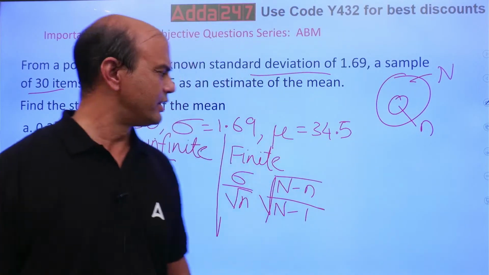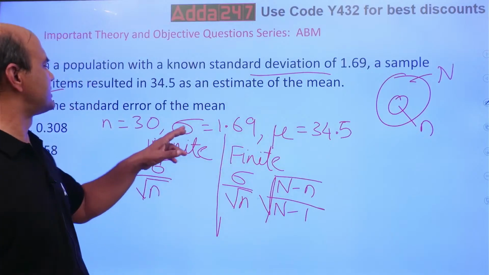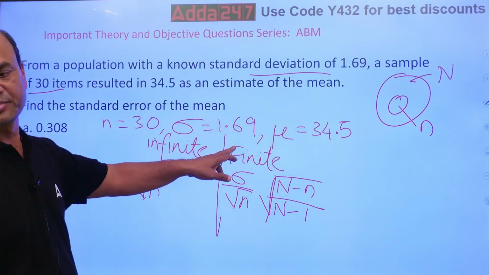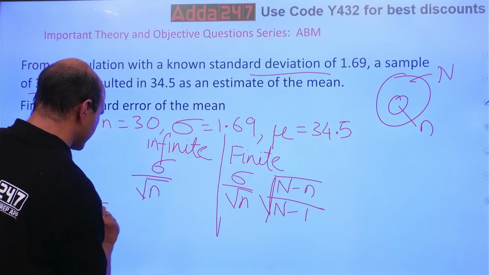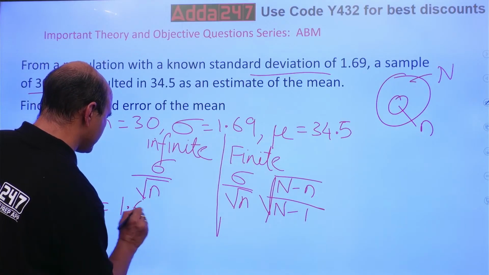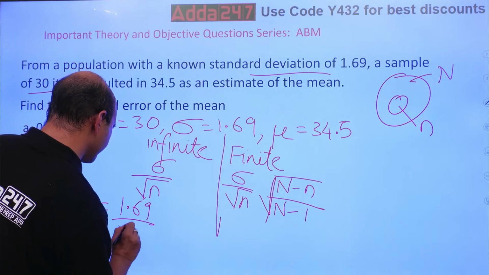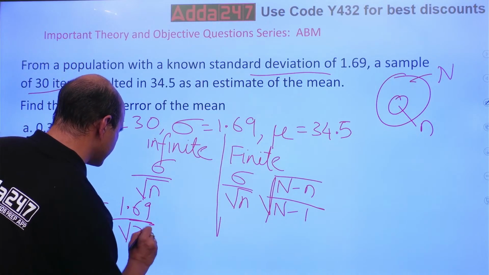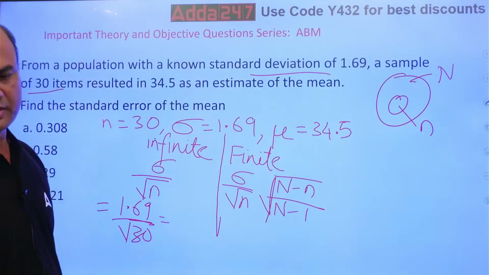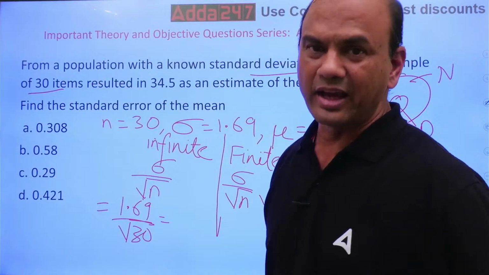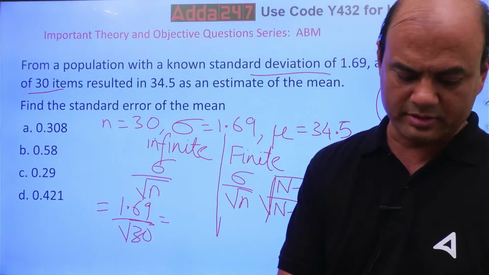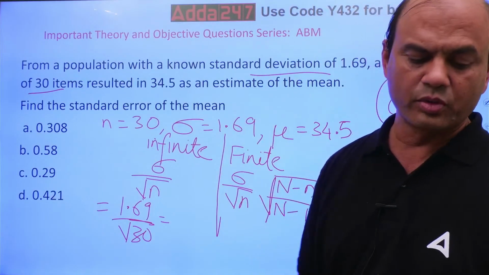What is there? Psi, the standard deviation, is 1.69, and n is 30. So find it, everyone get the answer: 1.69 divided by the square root of 30. Let me also try, let me see who gets it first, you or me. I am the slowest person on the earth. So who gets it first?